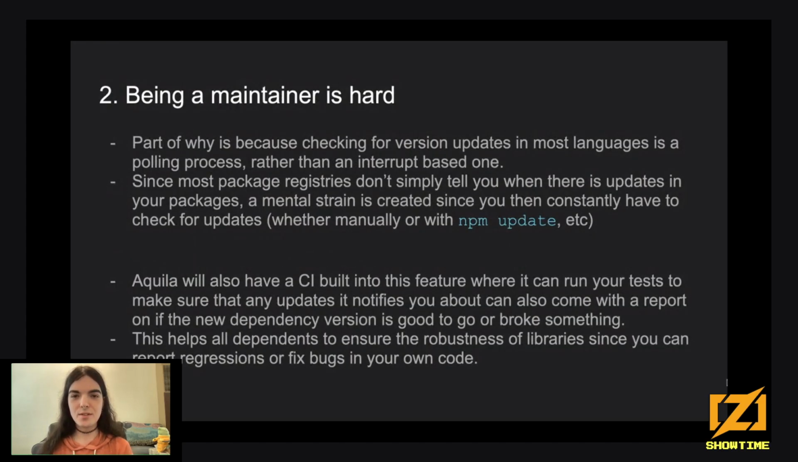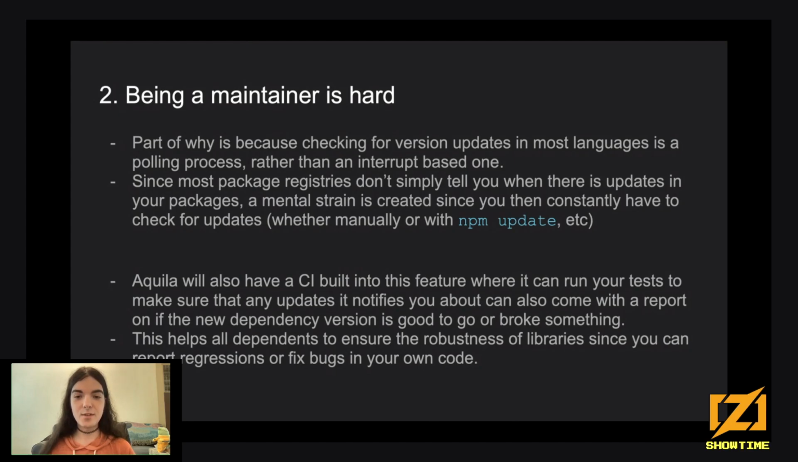So being a maintainer is hard. Part of why is because checking for version updates is kind of a polling process. You constantly have to wonder, do my dependencies have updates? Do my dependencies have updates? Instead, I went with an interrupt-based approach. I thought a simple-ish fix is that you can just get notifications on the website when people hit publish on a new version.